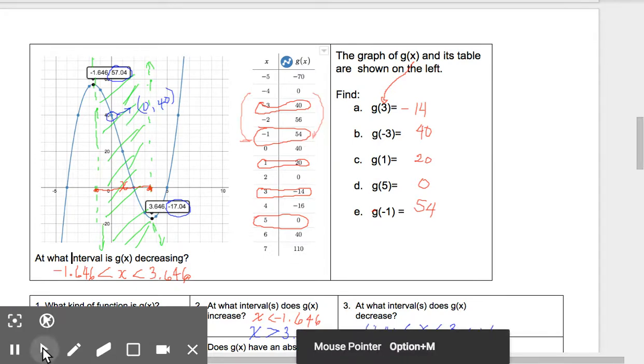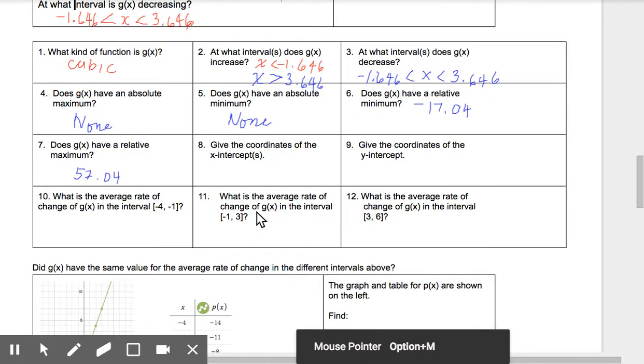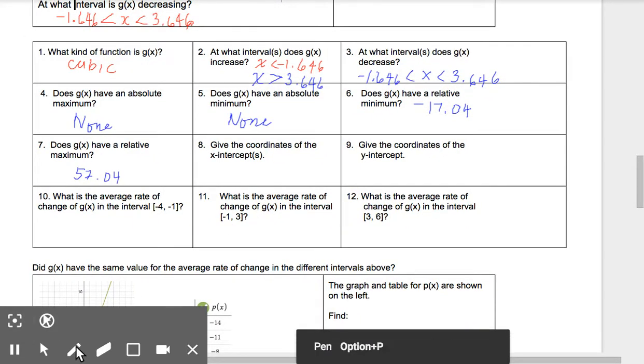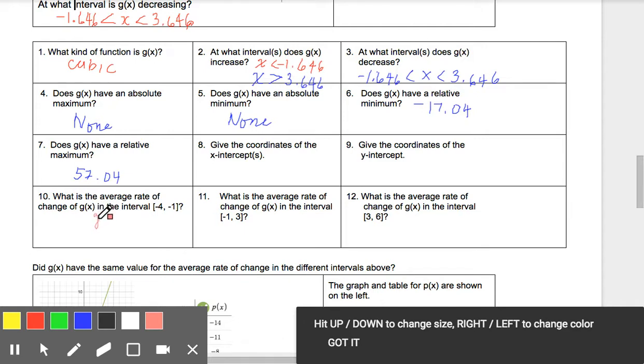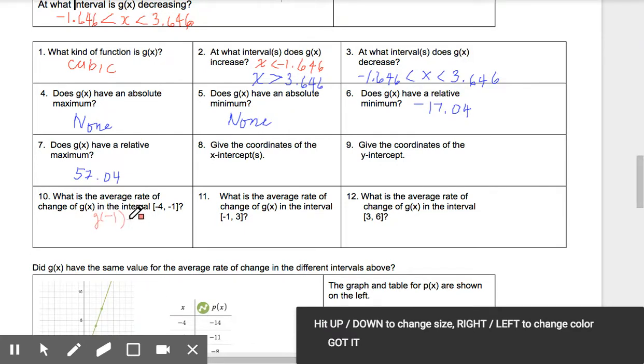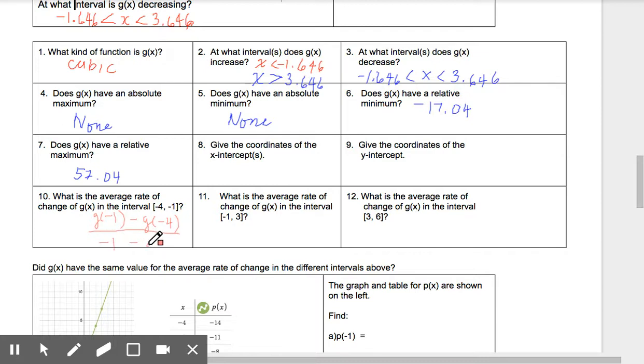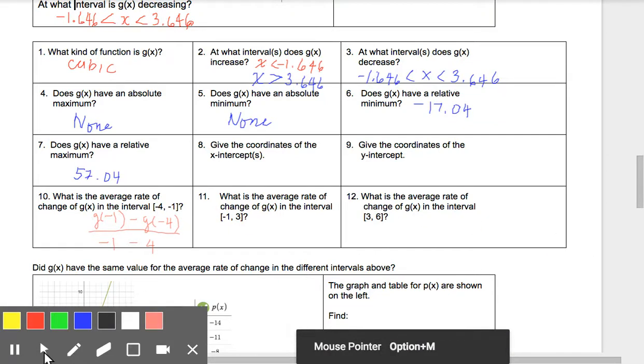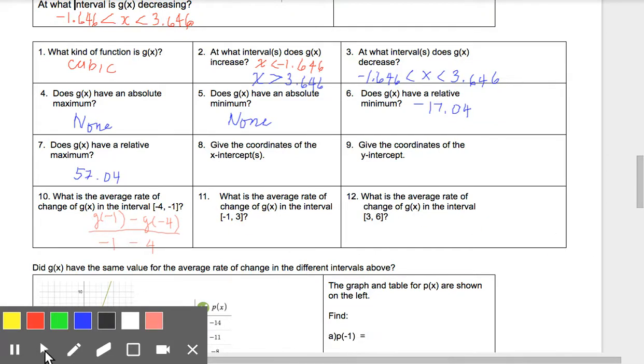To find the average rate of change, then we want to find g of negative 1 minus g of negative 4 and divide it by negative 1 minus negative 4. So we just plug in the values for those, and then we calculate. Same thing here, and I will not show the detailed work. I need you to work on them on your own.